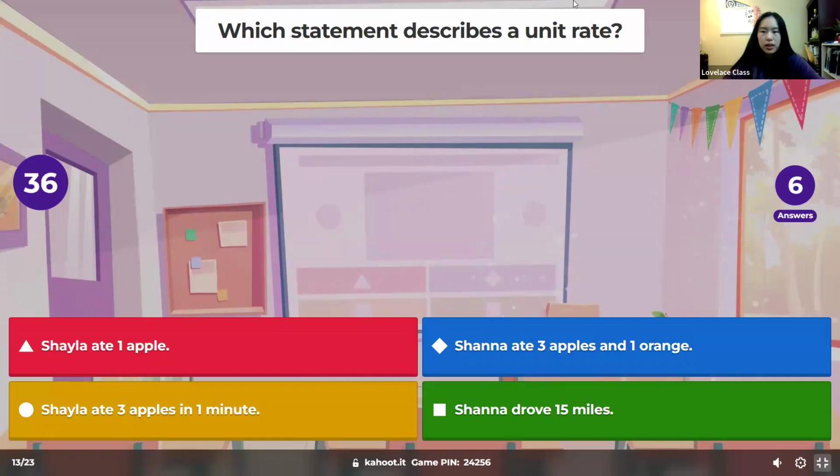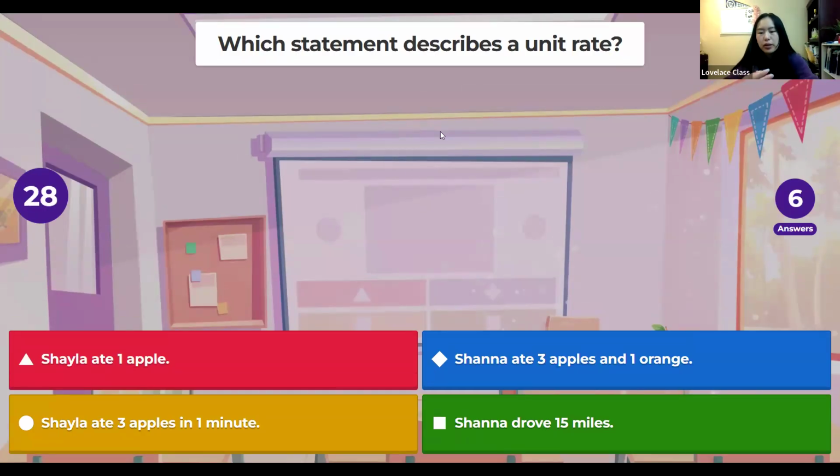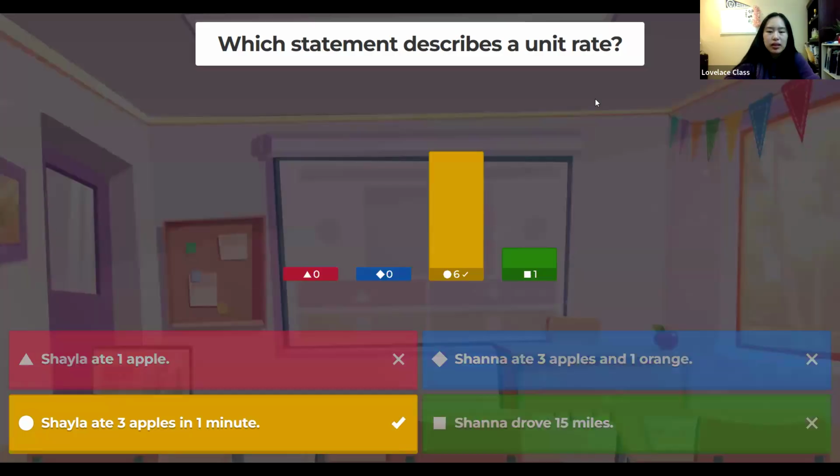The question just asks which statement describes a unit rate. The red one is Shayla ate 1 apple. Blue is Shayna ate 3 apples and 1 orange. Yellow is Shayla ate 3 apples in 1 minute. And green is Shayna drove 15 miles. There's no picture, but I just repeated the answer choices. Okay, yeah, good job. This one, we know why it's a unit rate, it's the denominator as well. That's all.